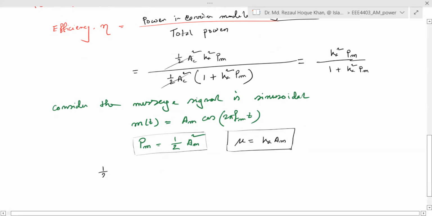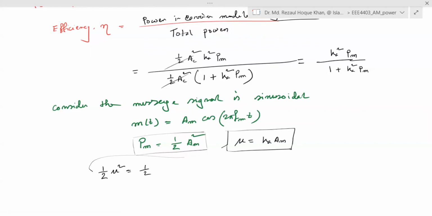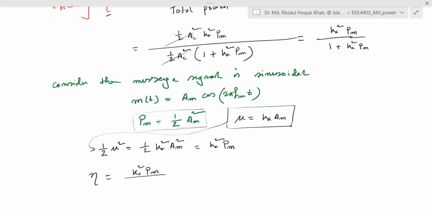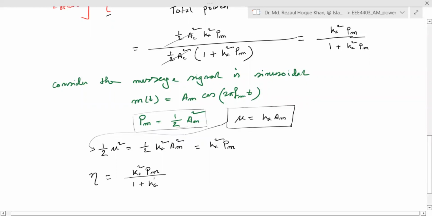So half of mu squared is nothing but half of k_a squared A_m squared, which is k_a squared times half of A_m squared, which is P_m. So k_a squared P_m. Put this back into the efficiency. The efficiency becomes k_a squared P_m over 1 plus k_a squared P_m. This value we put here.